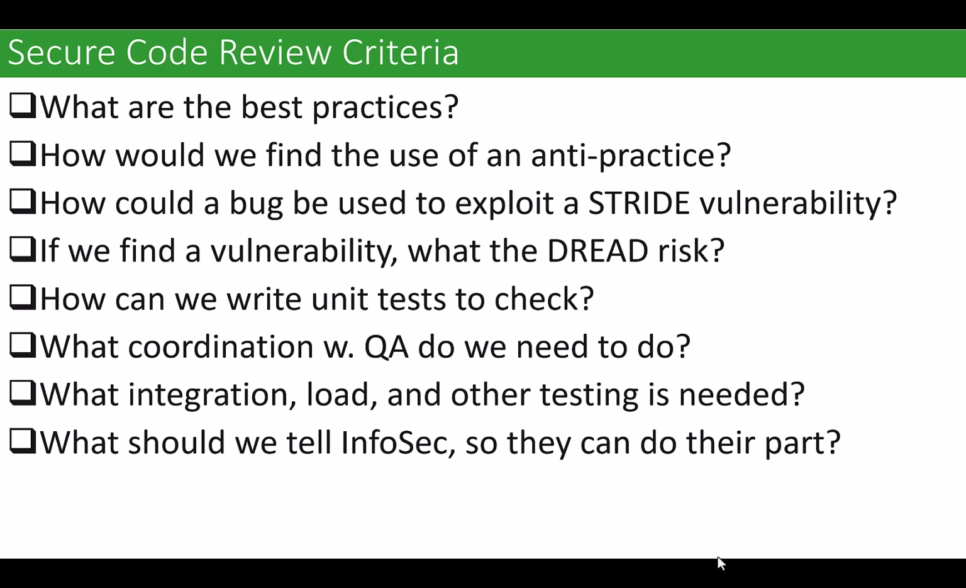Are we following the best practice? Can we spot an anti-practice when it happens? Could a bug be used to exploit a STRIDE vulnerability? If we find a vulnerability, we need to immediately figure out what its DREAD is. How could we write a test to check? Ideally a unit test, but in some cases you have to use an integration test. That's okay. Again, we want to be as left as we can, so if we can catch it in the unit test, that's better. What do we need to coordinate with QA? What integration, load, and other testing is needed? And what should we tell InfoSec? Because they're our buddies, our partners, so that they can do their due diligence and help us write better, more secure code.